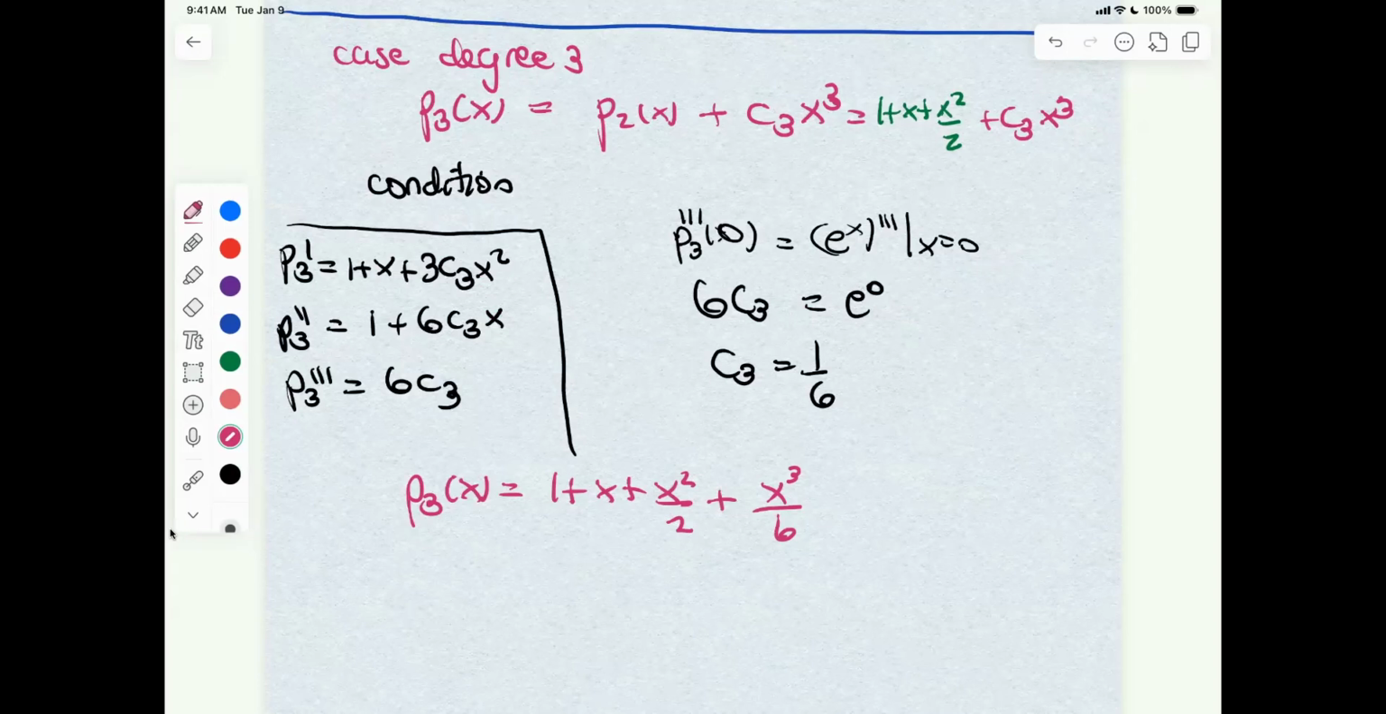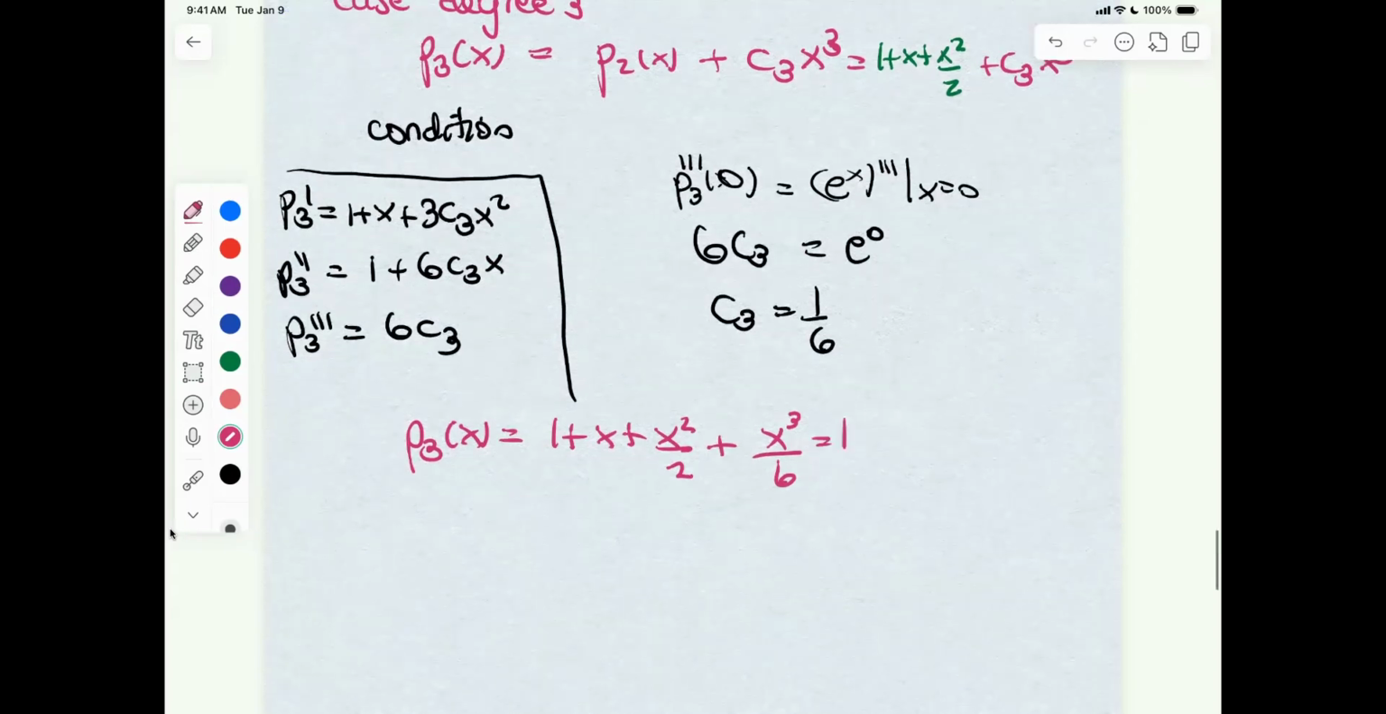And then what you want to do is write this in a way that's a little more convenient for generalization. To do that, you can realize that 6 is 3 factorial, and 2 is 2 factorial. And so you get, let me write it like this, 1 plus x over 1 factorial plus x squared over 2 factorial plus x cubed over 3 factorial.